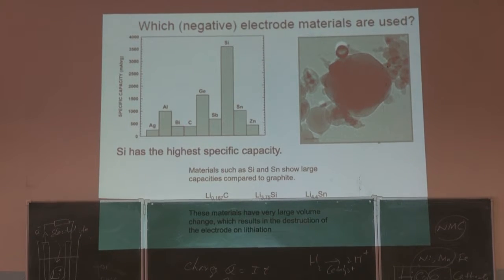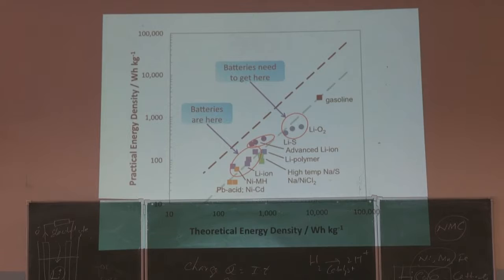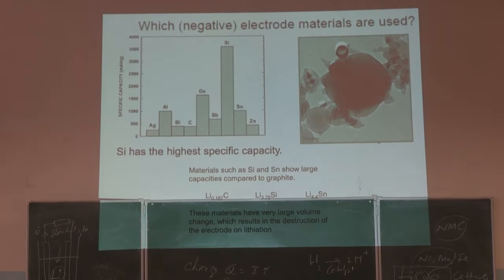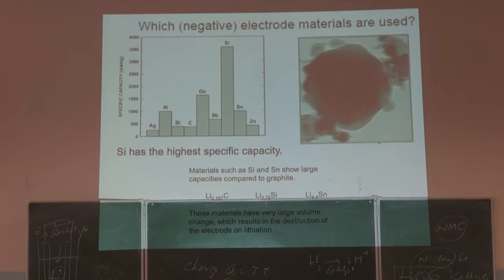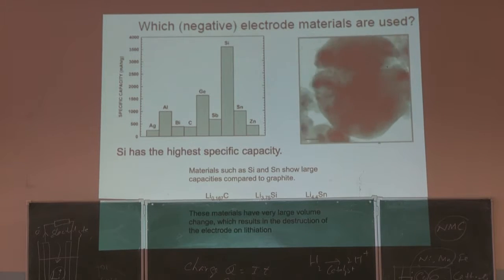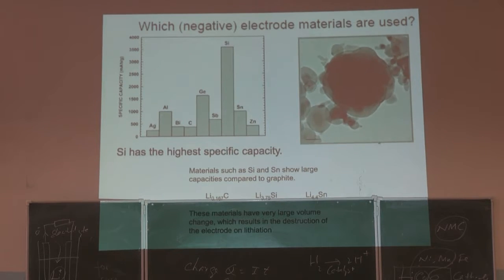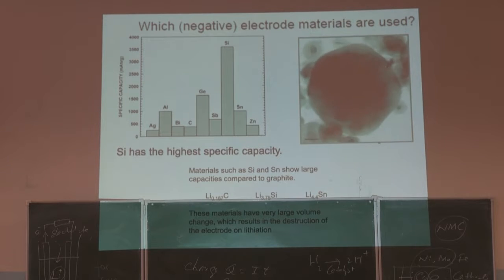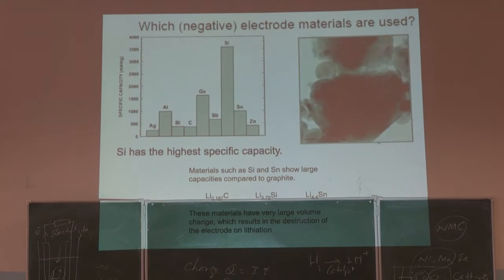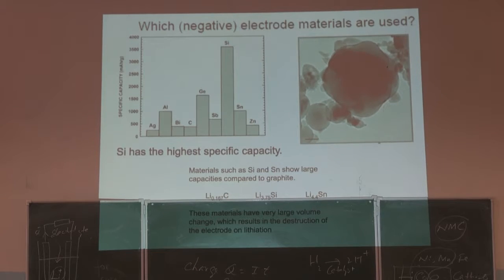Look at the picture on the right. This shows you a silicon nanoparticle. They did in situ lithium insertion. You can see that when lithium is coming in, it expands, expands, and just collapses. So that's why you cannot use silicon in this one.